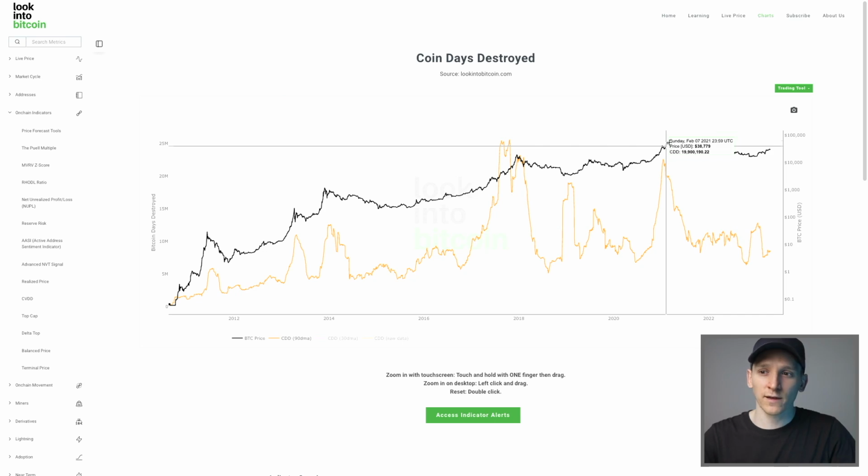There are many more on-chain indicators you can look at. I do suggest looking into Bitcoin. It's completely free as well, and I'll link this in the description. But pretty much all on-chain indicators are set out very perfectly for you.